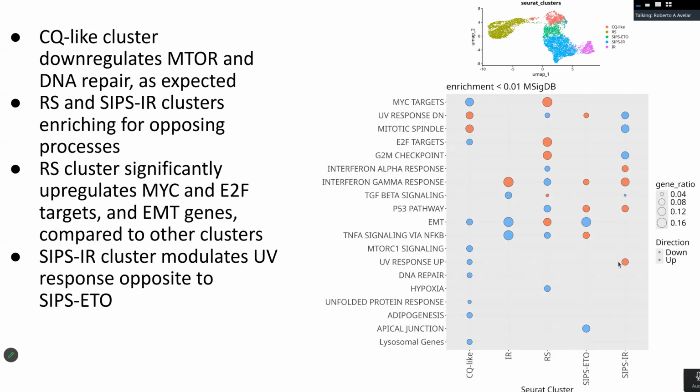And there's some differences between the two stress clusters, the irradiated cluster and the etoposide cluster as well, particularly with the UV response genes being upregulated in one but downregulated in the other. And then the UV response up genes are being upregulated in the CIPS irradiated cluster, but not the CIPS etoposide cluster. So it's kind of interesting as well. And we're digging a bit more into this.